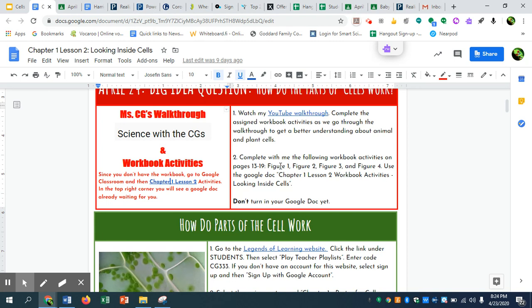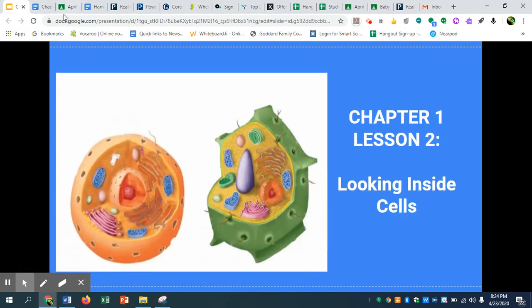All right, so today we are going to complete pages 13 through 19 of our workbook, figures 1, 2, maybe 3, and 4. And then there's another activity at the bottom of that before you turn it in. Okay, and that is your individual practice grade today. So let's get started with that.